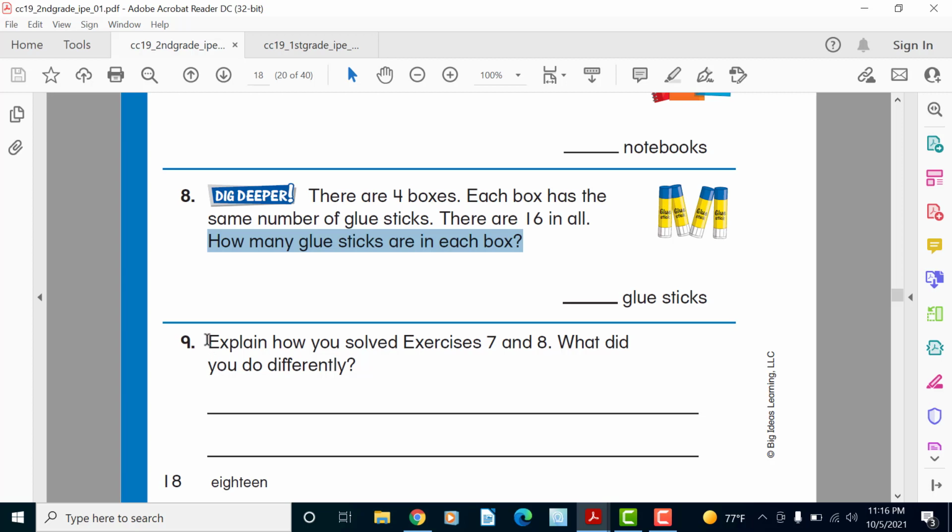Put that here. Now, number 9 says, explain how you solved exercises 7 and 8. What did you do differently? You can try to answer that right now if you want to. We're actually going to talk about that question when you come back to school. So if you want to, you can skip that one and we'll do that one together in school when we're back face to face.